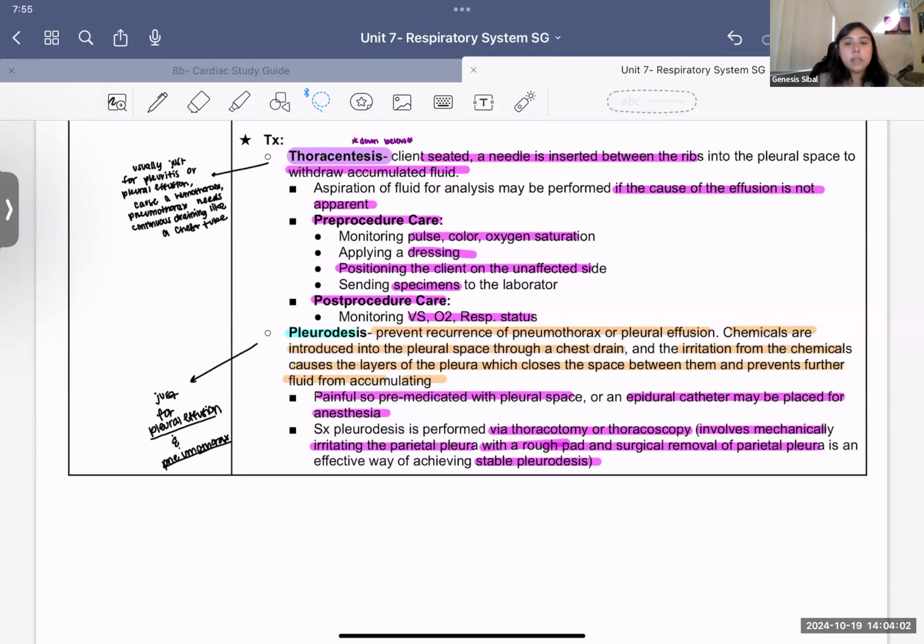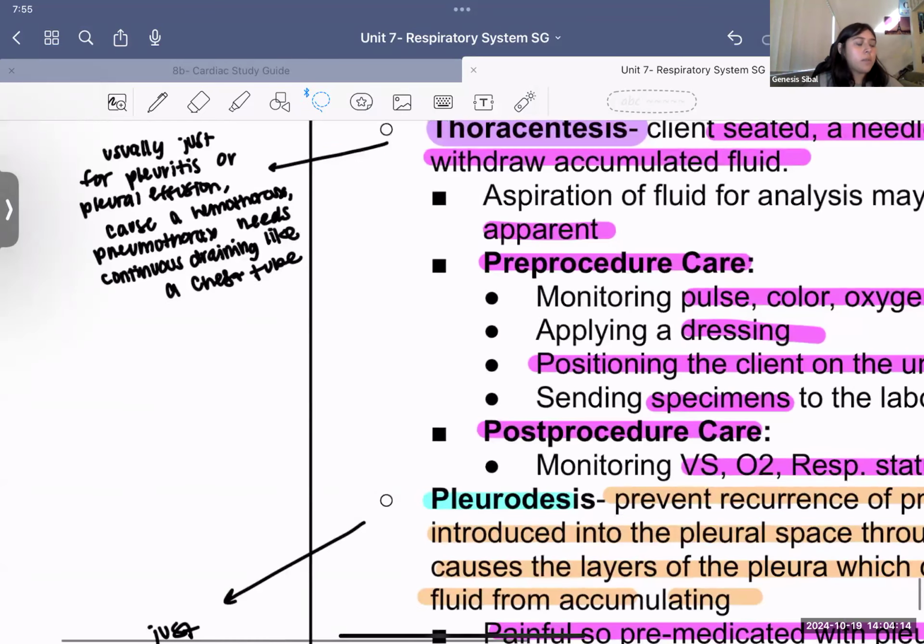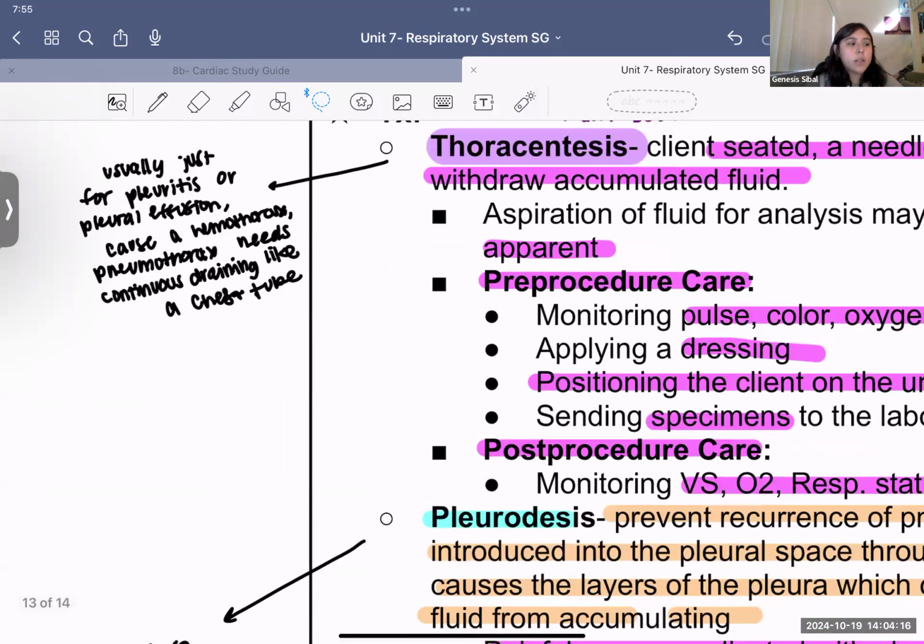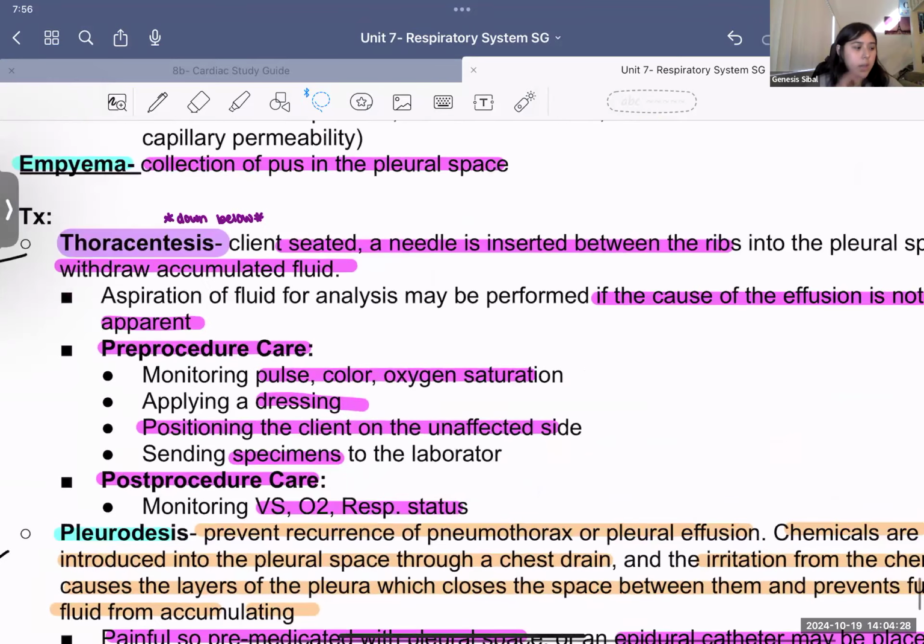It's for a thoracentesis, this is like a one-time thing. And then a paracentesis, that's the same thing. So yeah, I just put it on the side, usually just for pleuritis or pleural effusion, because you're having a buildup of that inflammation of the pleura, or with a pleural effusion, you're having that actual fluid. But with a pneumo or a hemo, they need continuous draining like a chest tube. So that's why you don't do that.